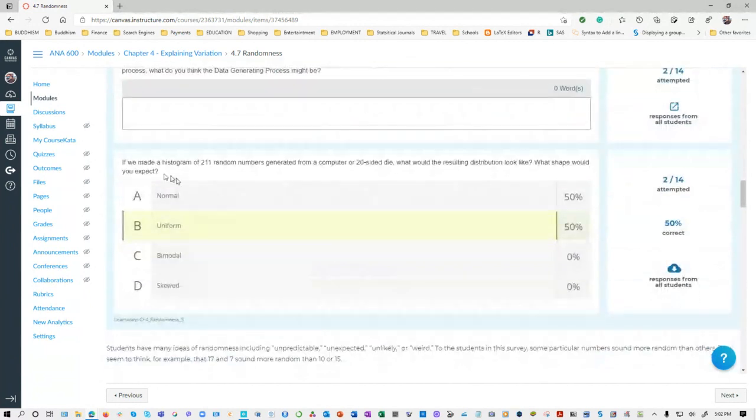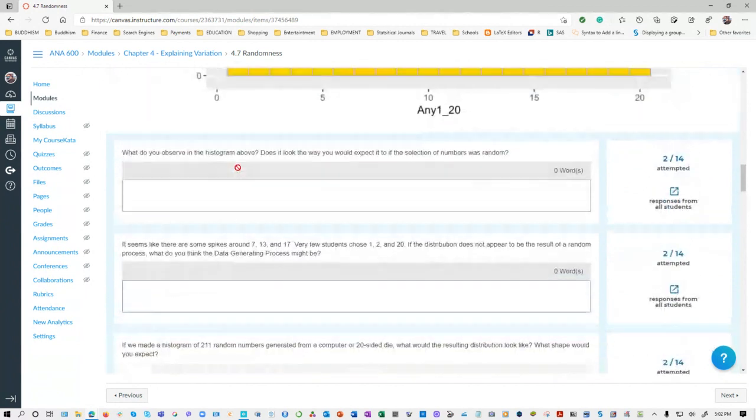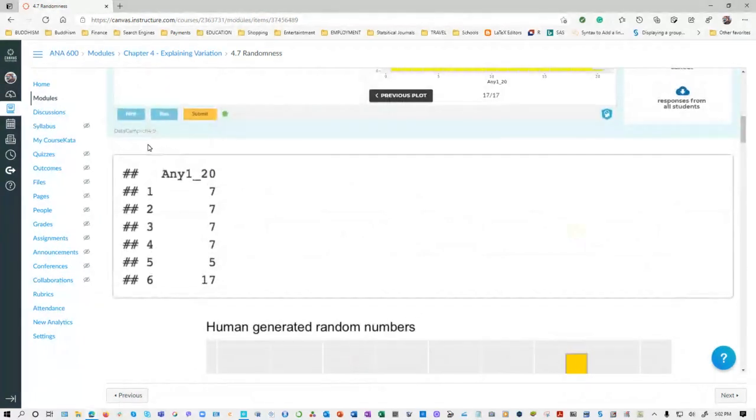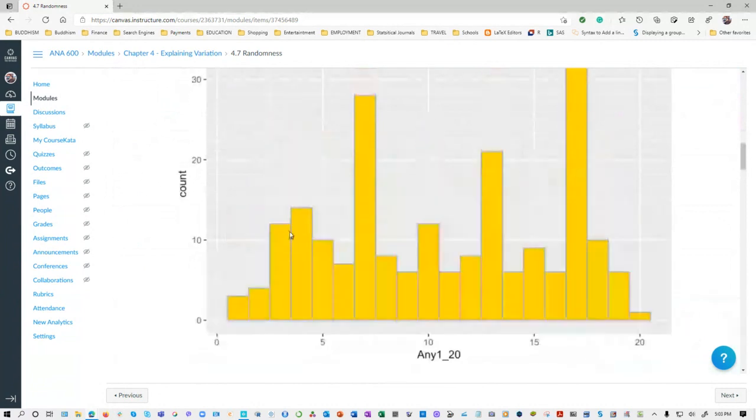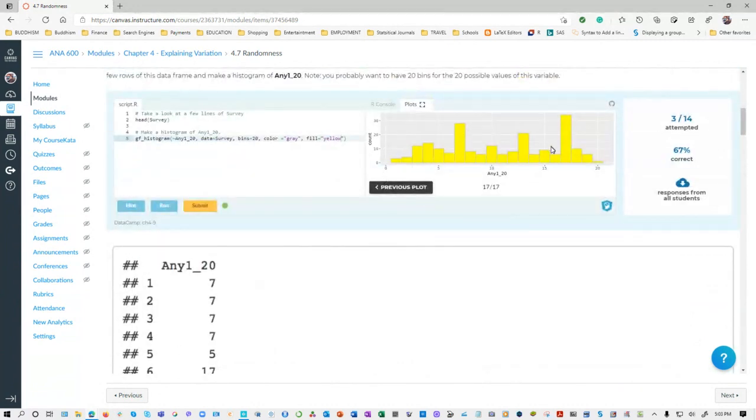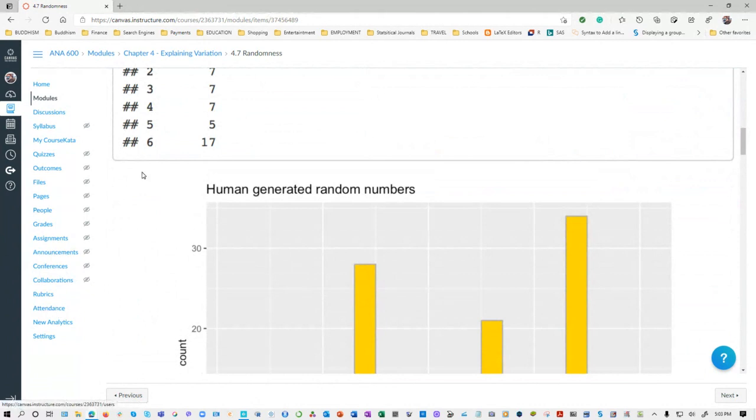So if you make a histogram of random numbers generated from a 20-sided die, what would the resulting distribution look like? What shape would you expect? Think of 200 random numbers generated from a computer or a 20-sided die. It's the same thing: we pick 211 numbers from the numbers 1 to 20. Would it look like a bell shape, like a symmetry?